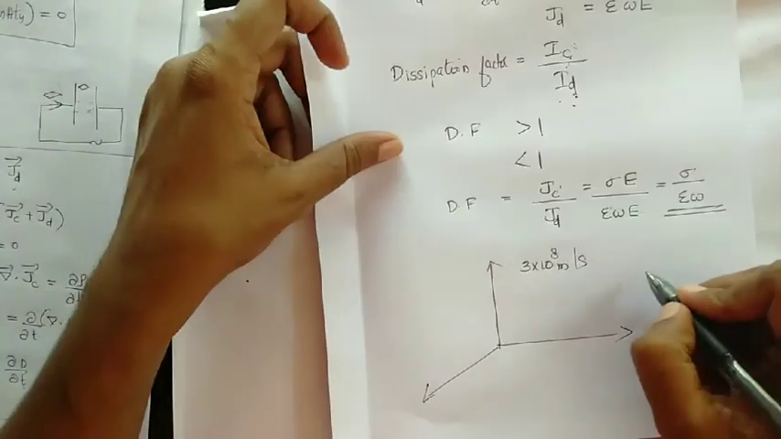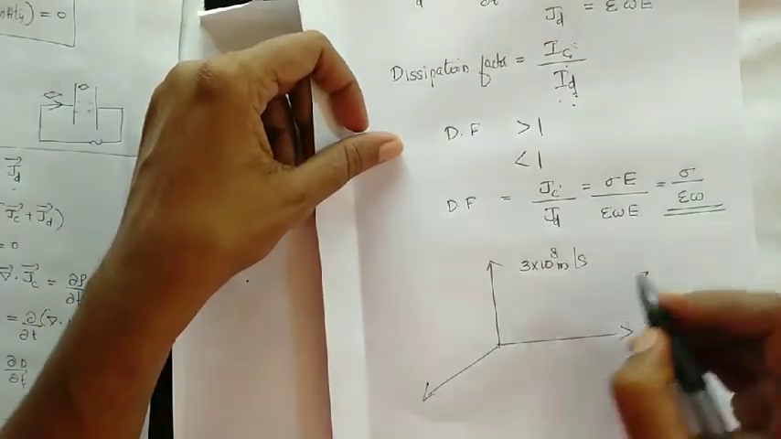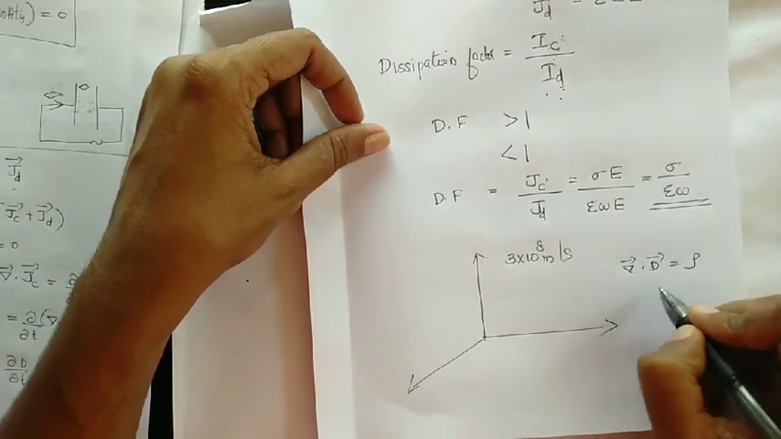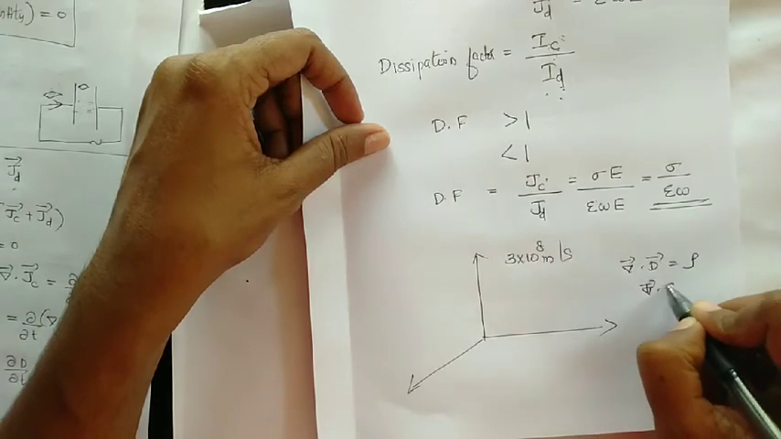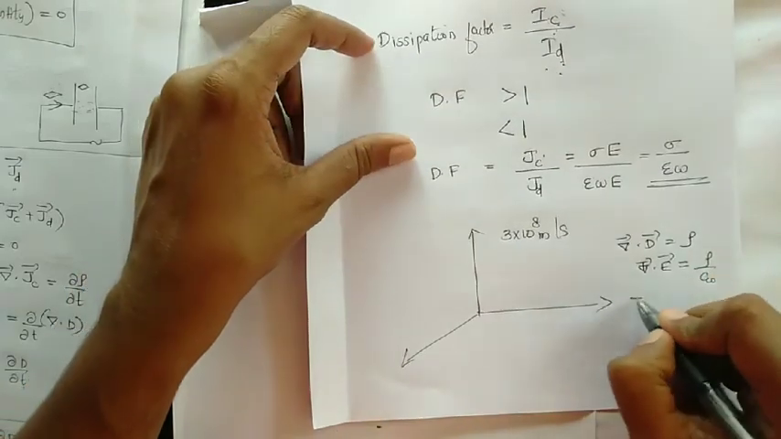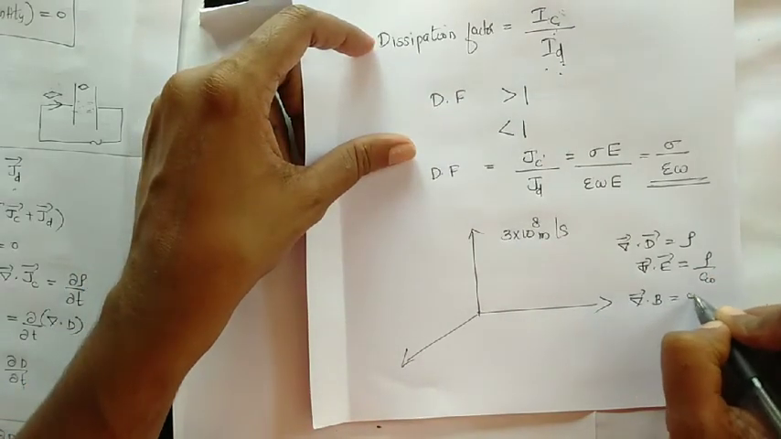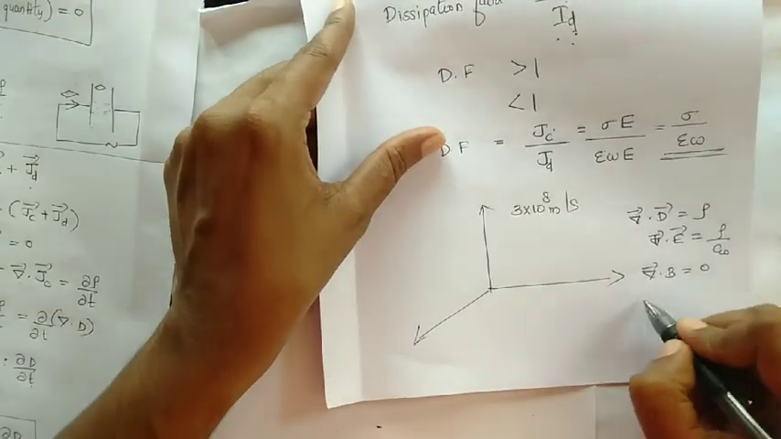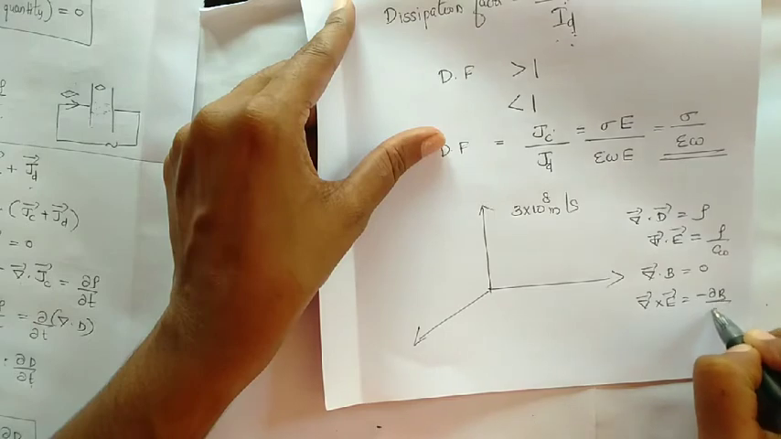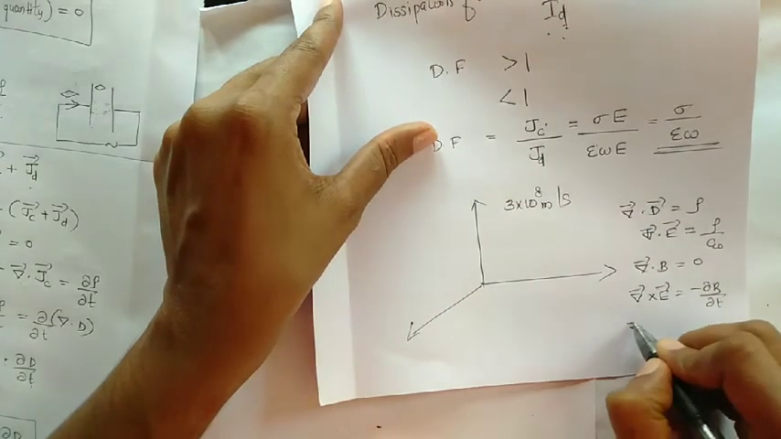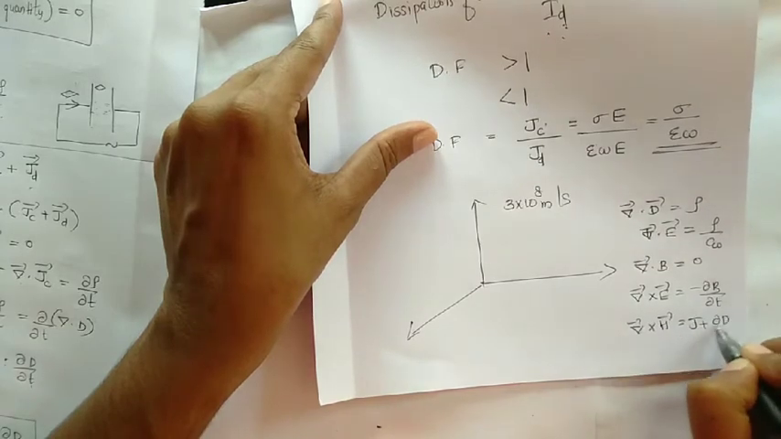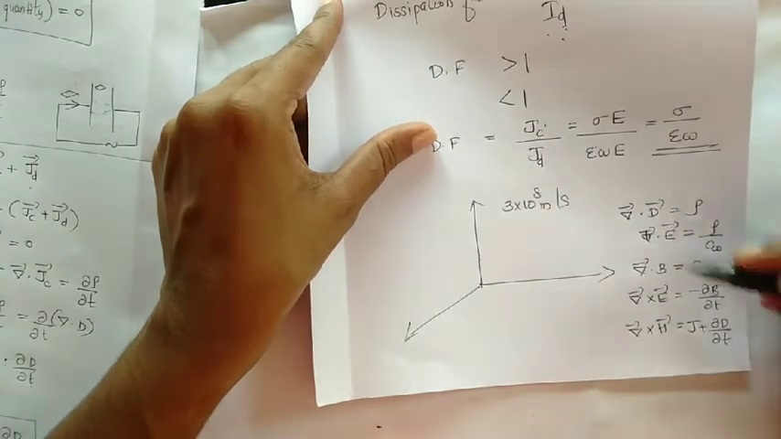So Maxwell's equations in a medium, not in free space, were: del dot D equal to rho, which also implies del dot E equal to rho by epsilon 0, the first one. Then del dot B equal to 0, the second one, Gauss's law in magnetism. Then Faraday's law, del cross E equal to minus dou B by dou t. Then finally Ampere's circuital law, del cross H is equal to J plus dou D by dou t. All these are in a medium.